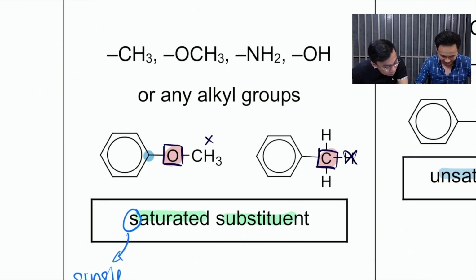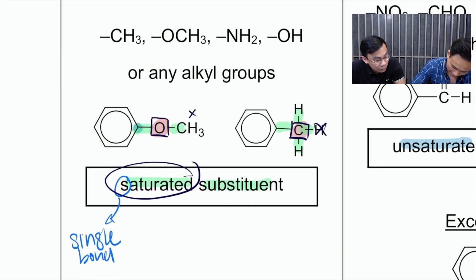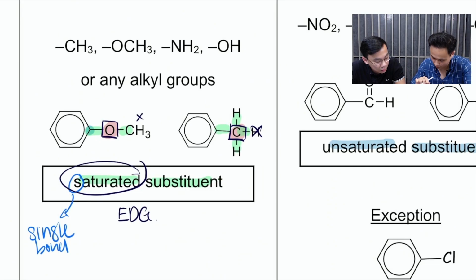Now, Yap Chen, focus on this atom that I boxed up, okay? Okay, I'm focusing. Are there any double bonds attached to him? Not that I can see. They're all single bonds. Yes, and that is why we call it a saturated substituent. And this is what we call, and guys, write this down with me, electron donating groups.